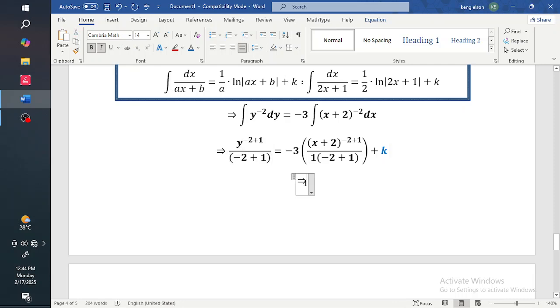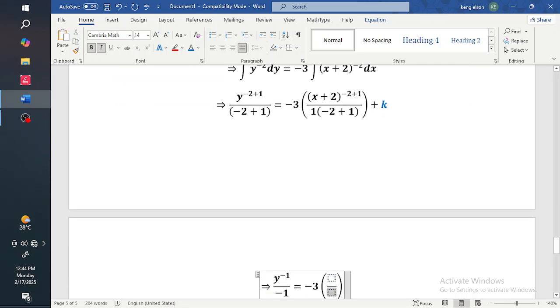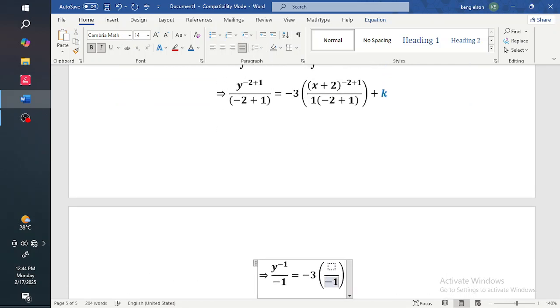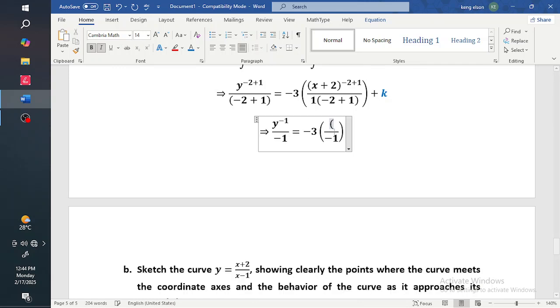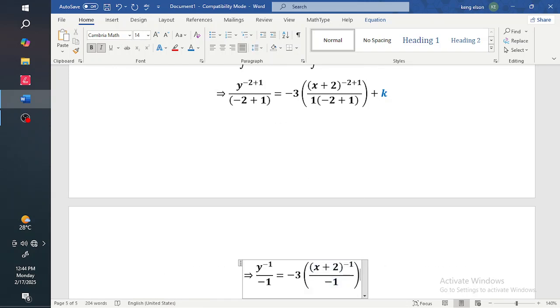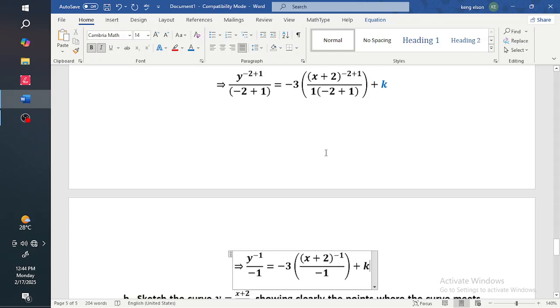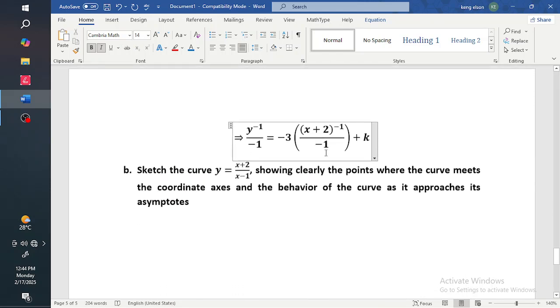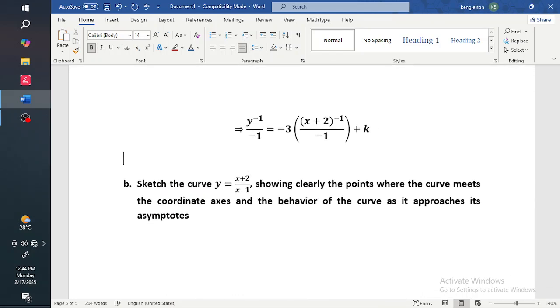If we simplify the left hand side, we just get y to the power negative 1 divided by negative 1 equal to, if we simplify the right hand side, we have negative 3. Now the denominator is negative 1. The numerator is x plus 2 raised to the power negative 1. Then now we add a constant of integration k. So I think we can go to the next page. So let's continue from here.